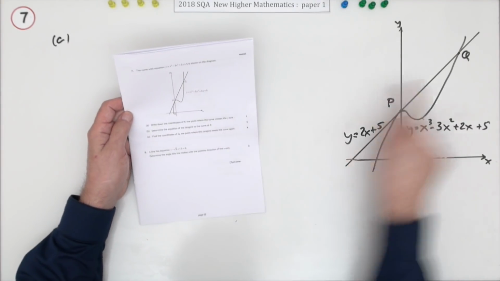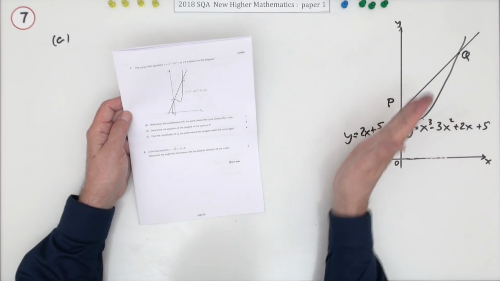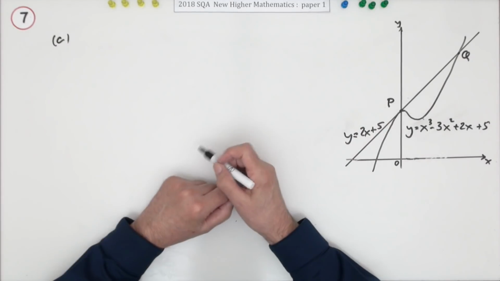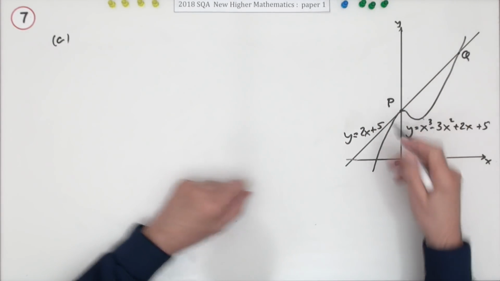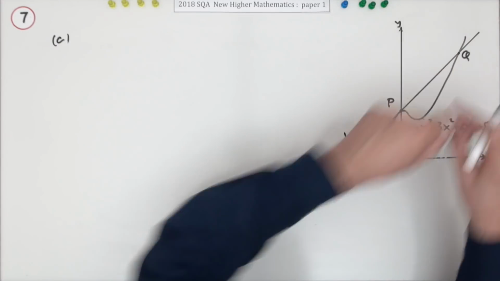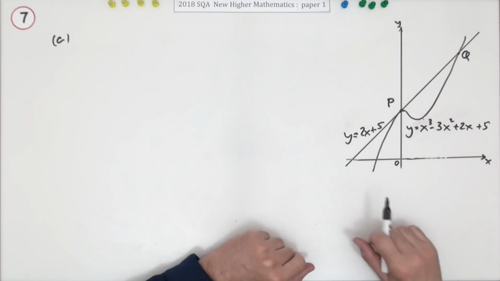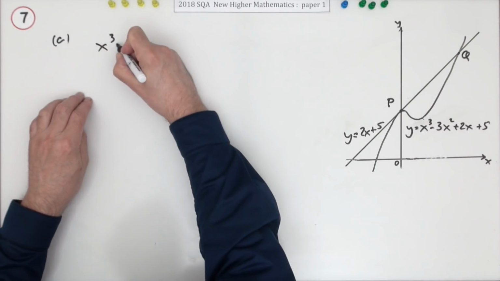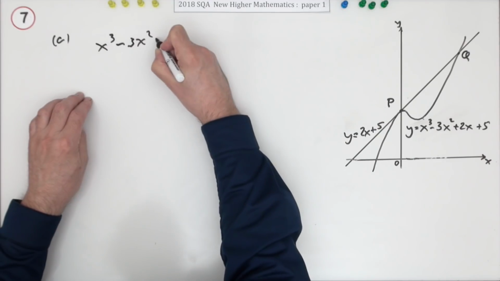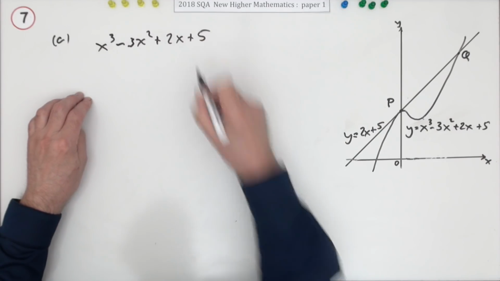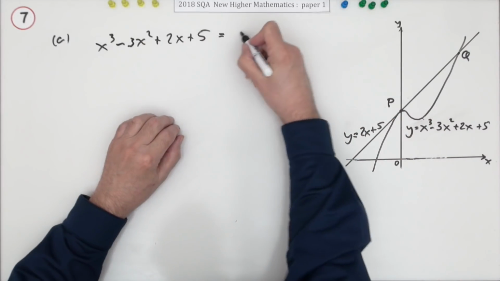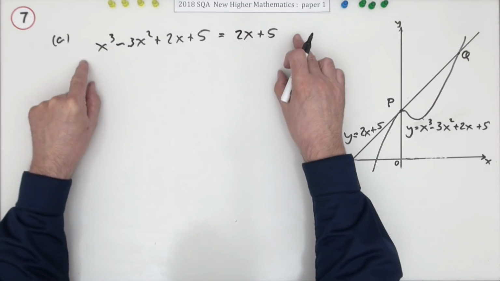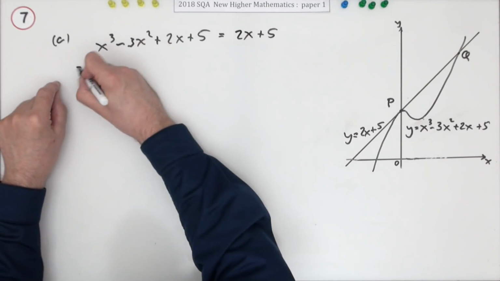Part C then, find the coordinates of Q, where this tangent at P continues and meets the curve again, for 4 marks. Point of intersection. At a point of intersection, the 2 equations must give the same coordinates for the point, so the y must equal the y. So straight away you can say that this expression here, x cubed minus 3x squared plus 2x plus 5, must equal this expression here that you got in part B, 2x plus 5. Now, you're not getting a mark yet until you've brought it all over to one side.